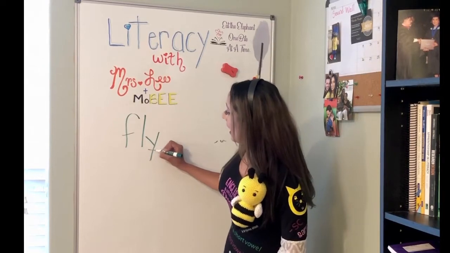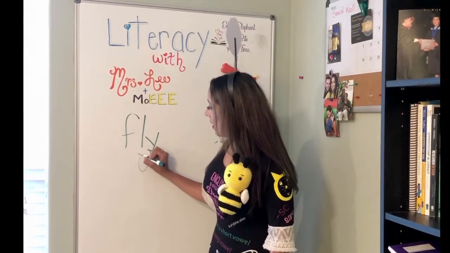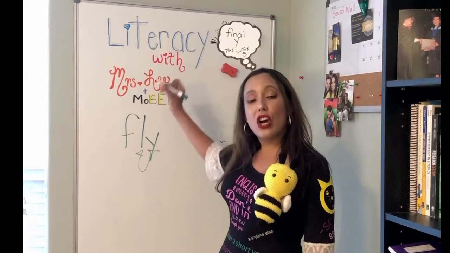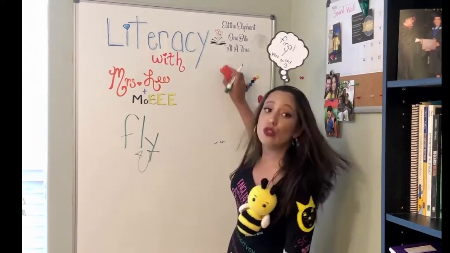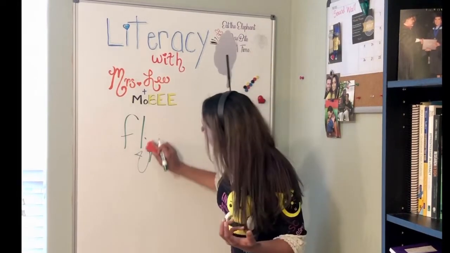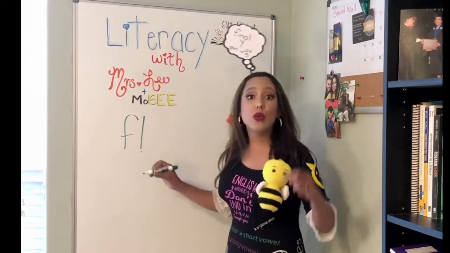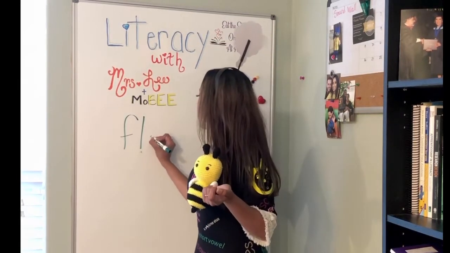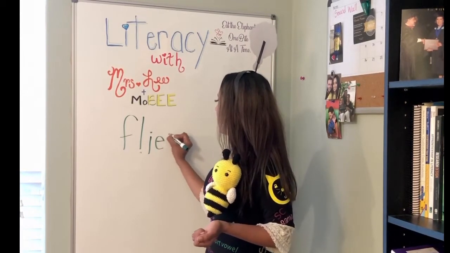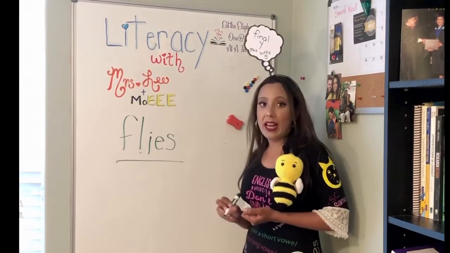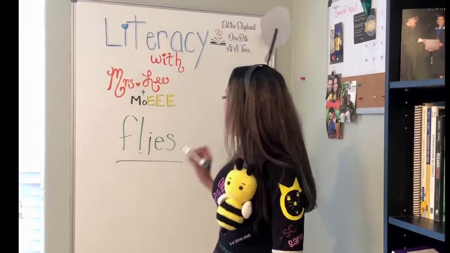It ends with a Y. The letter before is a consonant. So this rule tells me that I am going to change my Y to an I and add ES. Flies. This is only applicable to words that end with a Y and the letter before it is a consonant. Let's try another one.